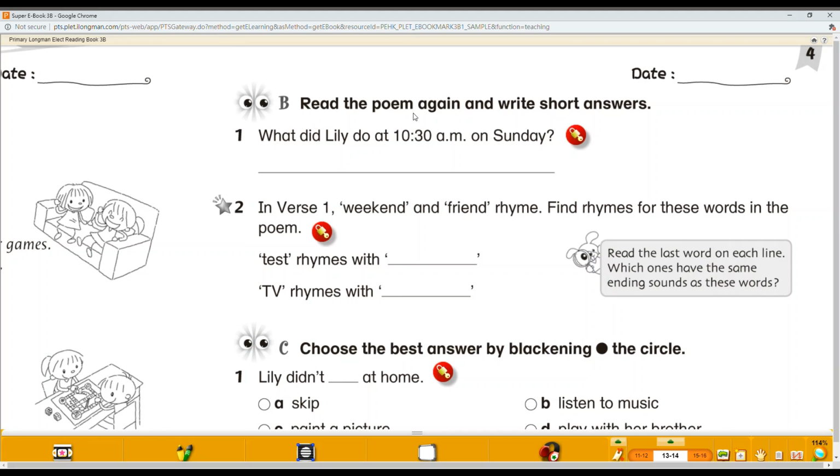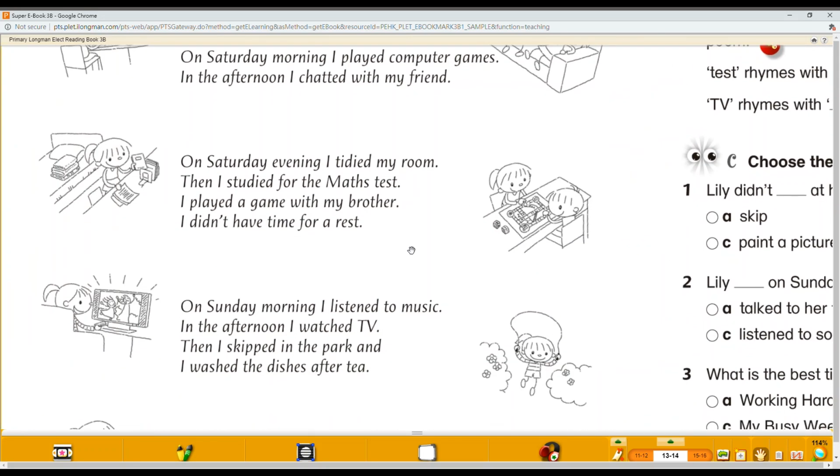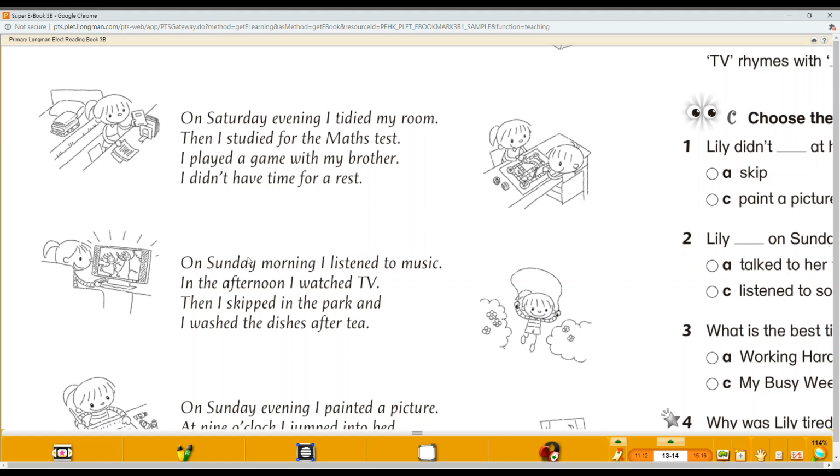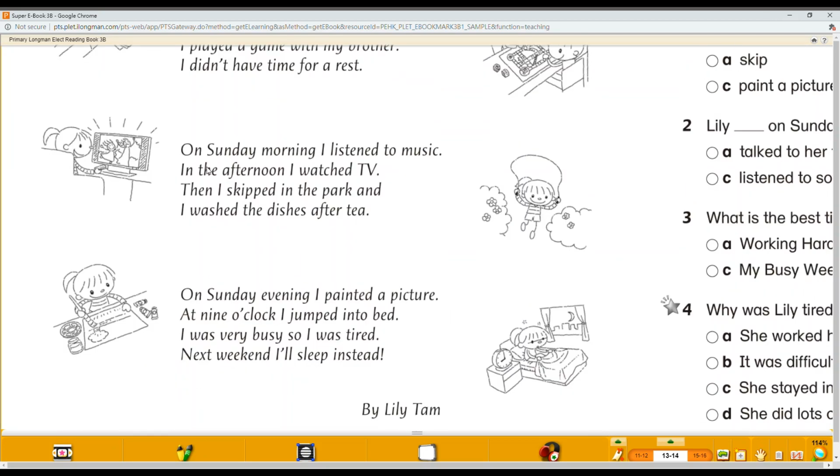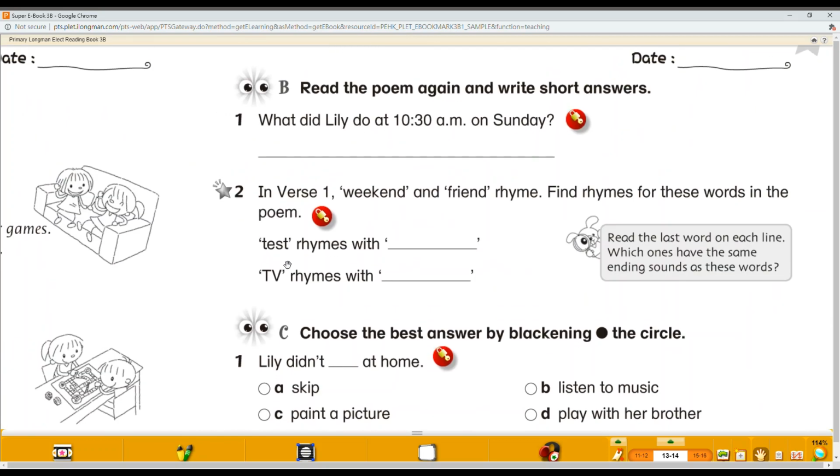So, read the poem again and write short answers. 1. What did Lily do at 10:30 a.m. on Sunday? So 10 a.m. Sunday should be Sunday morning. What did she do? So she listened to music. Okay, you can write short answers. Listened to music. Capital letter L, E D, full stop.